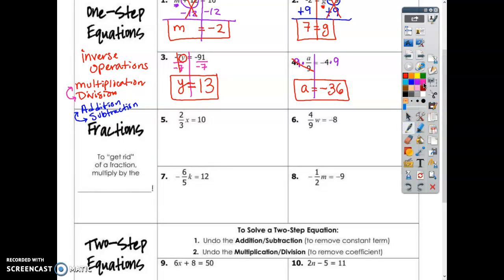Now, on these 4 that are next, I'm going to do 2 and you're going to do 2. Okay? It says fractions. To get rid of a fraction, multiply by the reciprocal. Oops, that's a C. Hold on.